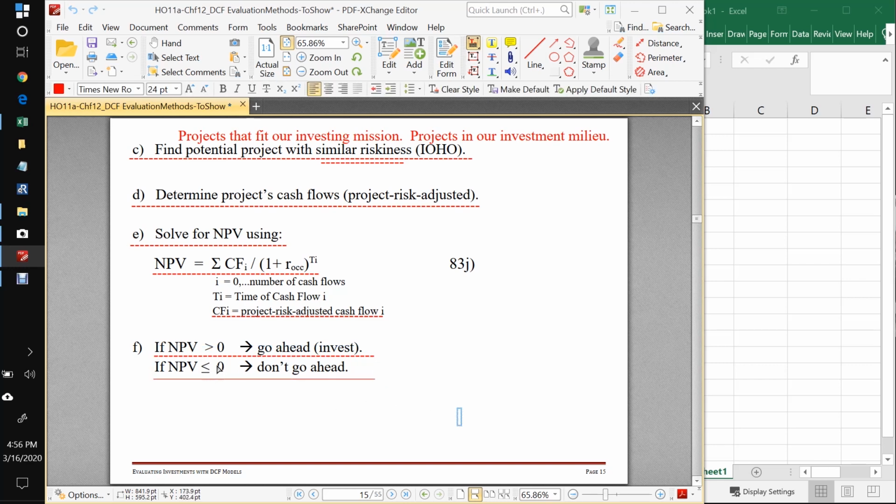And I put equal 0 down here. Why? Because it's so easy. We can always invest more money in our opportunity cost investment. That's simple. So if a project is right on the borderline, if the NPV is equal to 0, just do the simplest thing. Just invest in our opportunity cost investment.